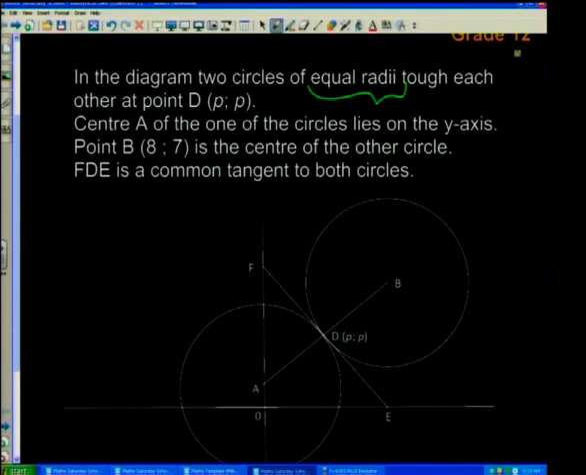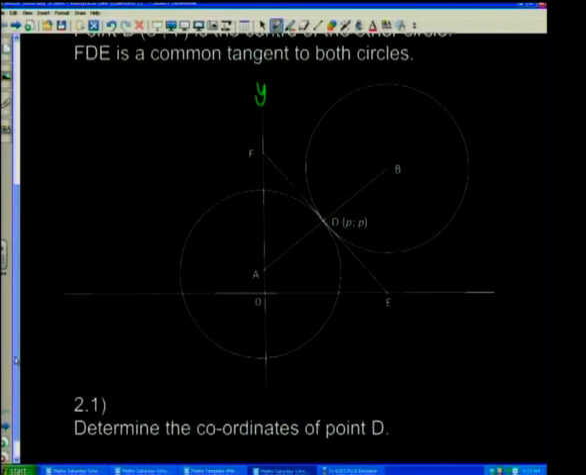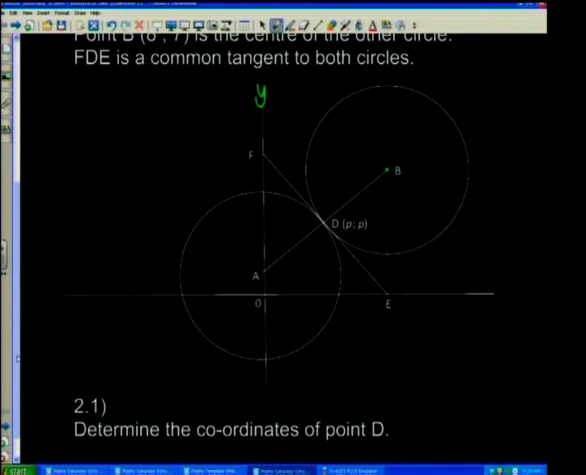Okay, and through each point, point D is the coordinates of P and P. The center of the bottom circle is going to be at A, and that lies on the y-axis. This is my y-axis over here. And point B lies on the center of the other circle, which is 8 and 7. So let's give ourselves that point over here. Right, 8 and 7. Okay.